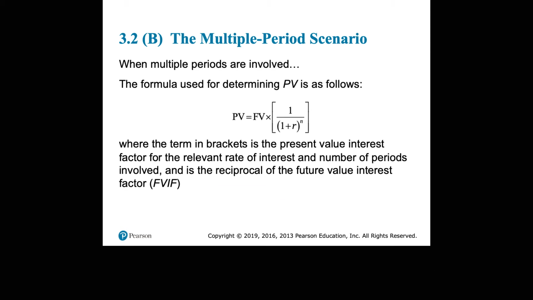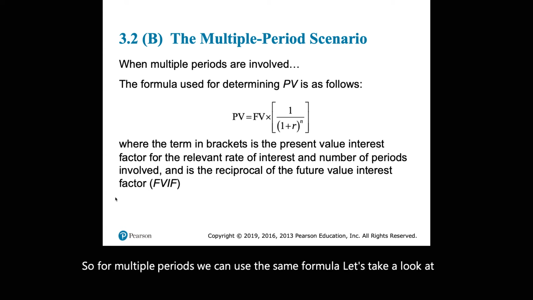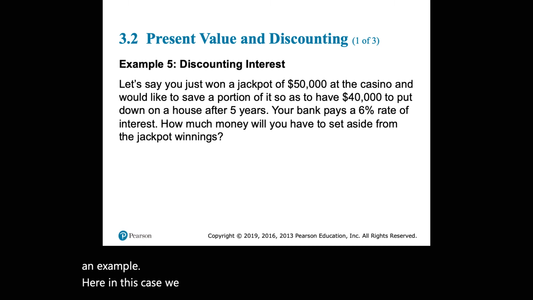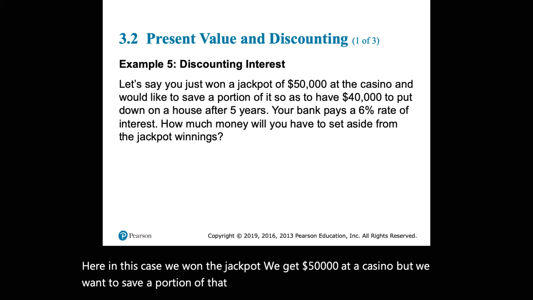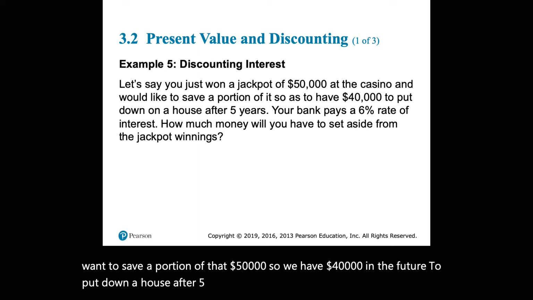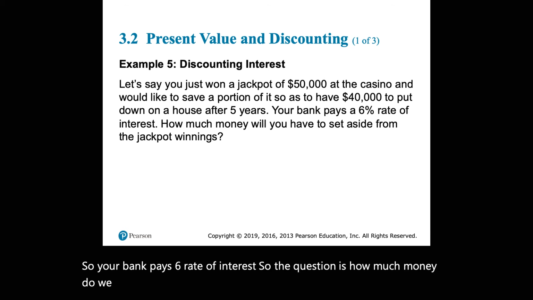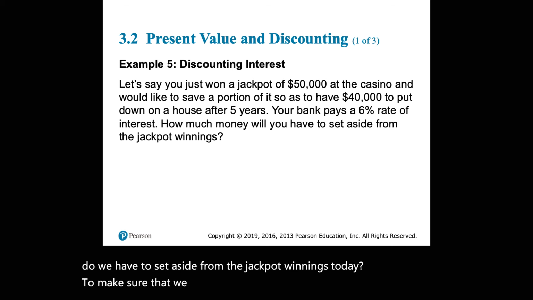So for multiple periods, we can use the same formula. Let's take a look at an example. Here in this case, we won the jackpot. We got $50,000 at a casino, but we want to save a portion of that $50,000. So we have $40,000 in the future to put down on a house after 5 years. Your bank pays a 6% rate of interest. So the question is, how much money do we have to set aside from the jackpot winnings today to make sure that we have that $40,000 that we need in 5 years?